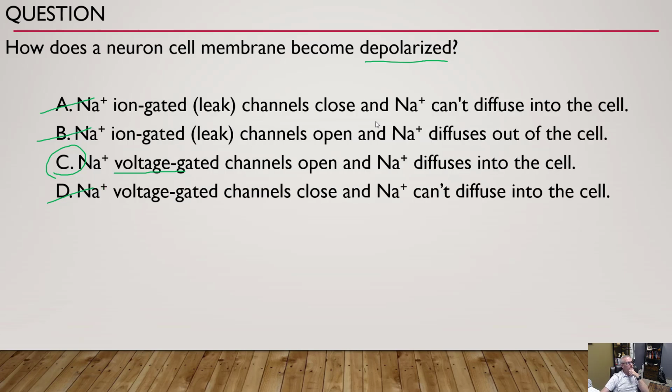All right, so I just kind of made this question a little bit harder, but the answer is still the same. So sodium voltage-gated channels open and sodium diffuses into the cell. Obviously, A and B are still wrong because we have shut off our ligand-gated channels. We operate under voltage-gated channels, and for depolarization, we actually open up the sodium voltage-gated channels. All right.